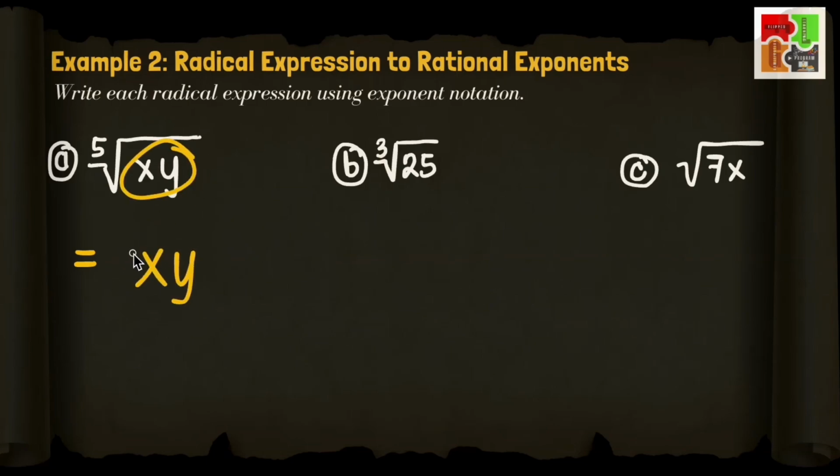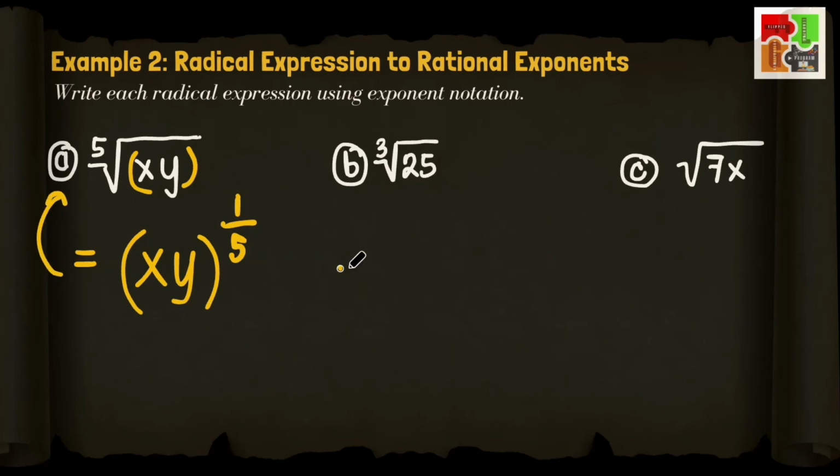At dahil magkagrupo sila, lagyan natin ng parenthesis. Tapos, itong 5 na to, of course, yung index na yun, ilalagay ko sa baba. Tapos, alam natin na dahil magkagrupo yan, meron yan 1 na invisible dyan. So, xy raised to 1/5 would be the correct exponential notation of this particular given.